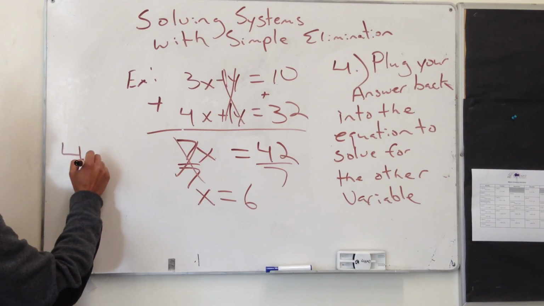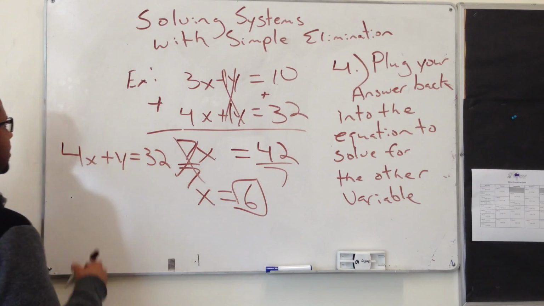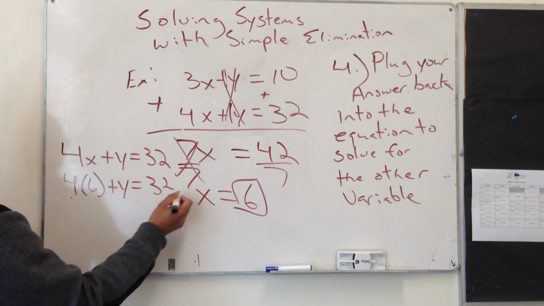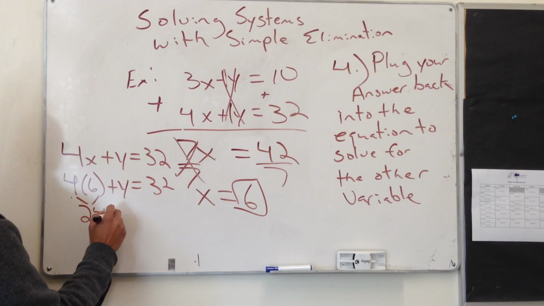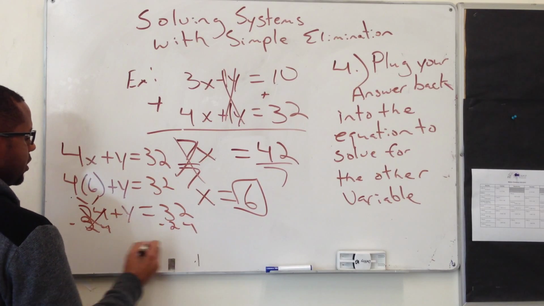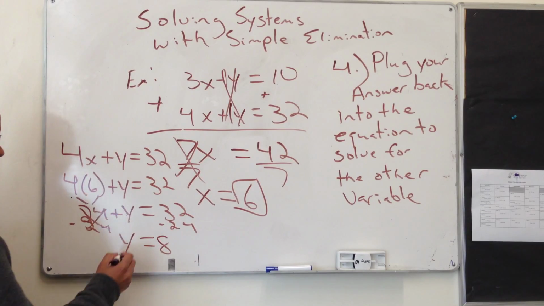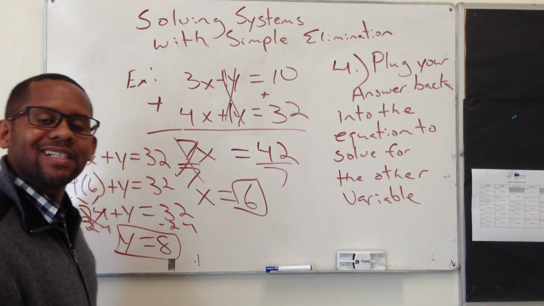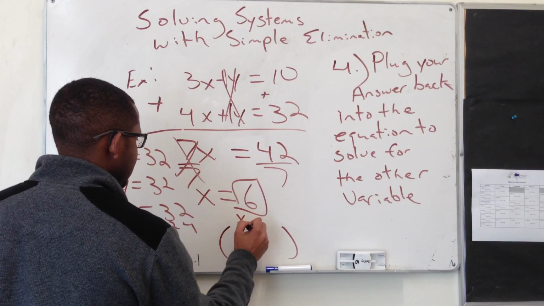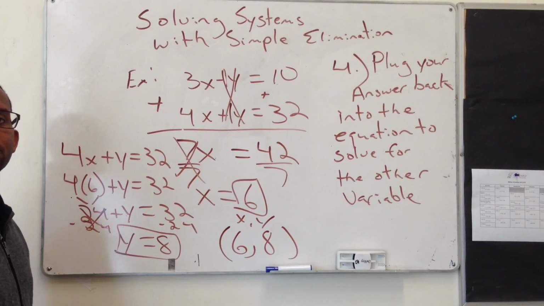I'm going to do the 4x plus y equals 32. But I'm going to substitute 6 for x. So 4 times 6 plus y equals 32. This is 24 plus y equals 32. This is y equals 8. So my answer, my solution, is the ordered pair: x is 6 and y is 8. There's my answer.